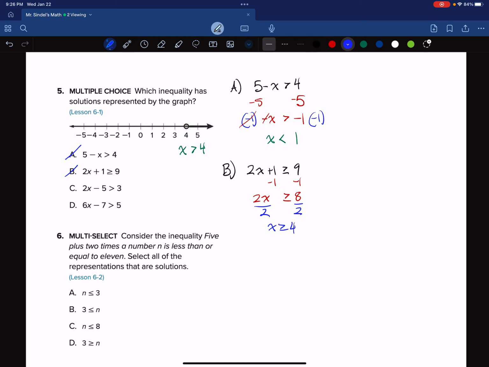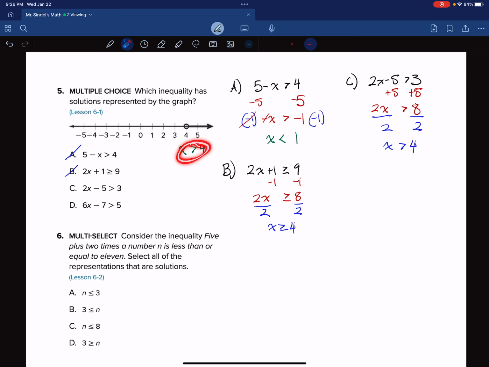And let's go ahead and analyze c right now as well. For c, I have 2x minus 5 is greater than 3. Let's go ahead and add 5 to both sides of the inequality. That's going to leave us with 2x is greater than 8. And then I'm going to divide both sides by 2. This says x is greater than 4. And that's what we're after, right? X is greater than 4. The correct answer here is C.